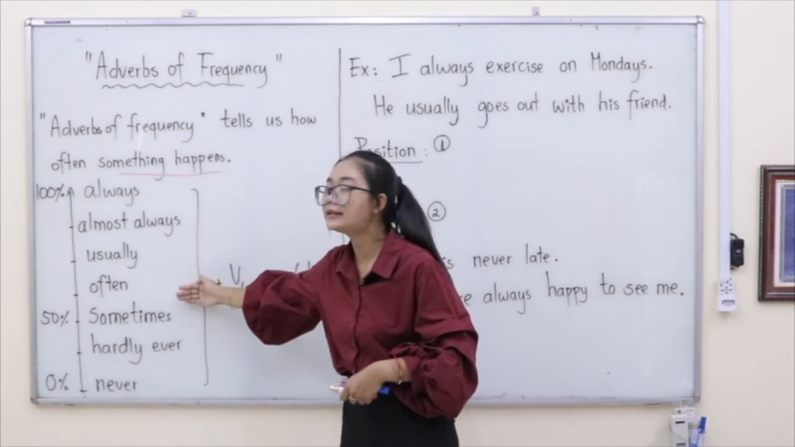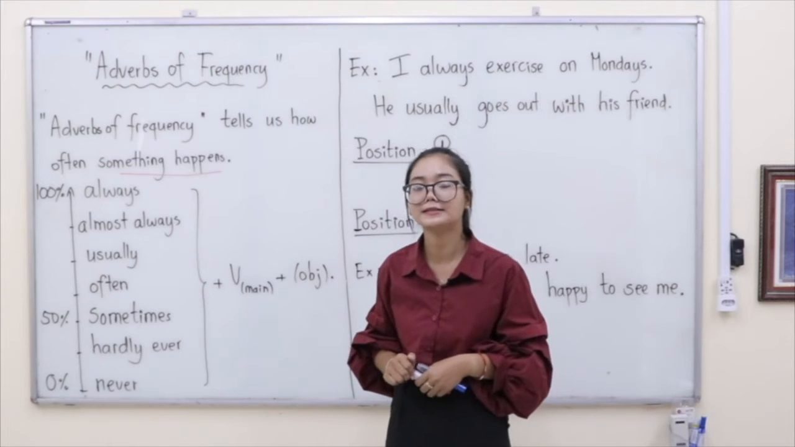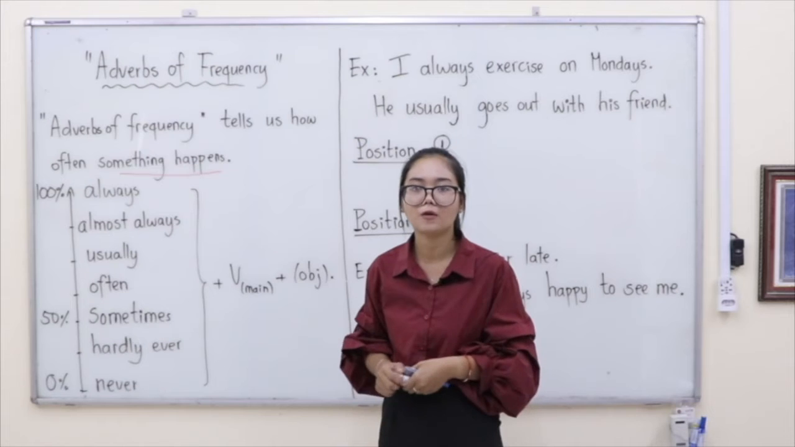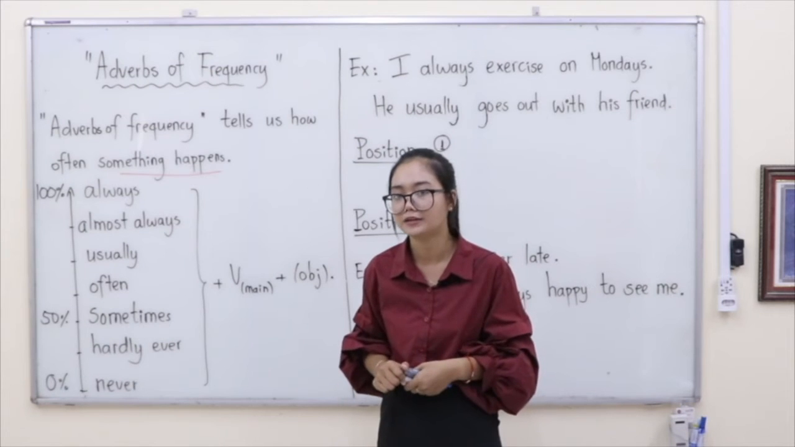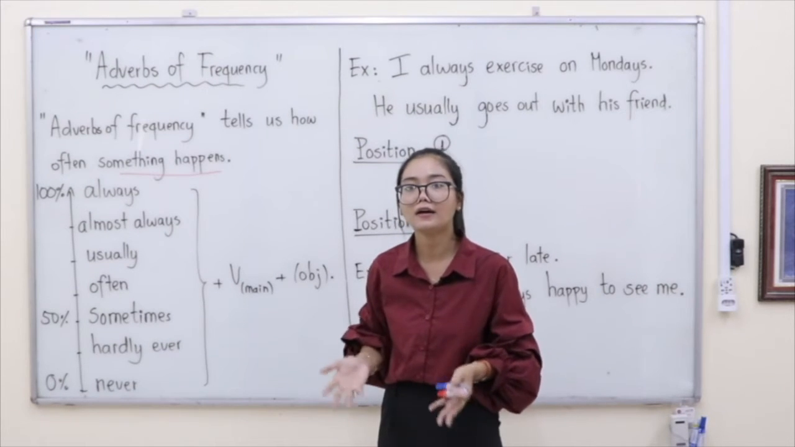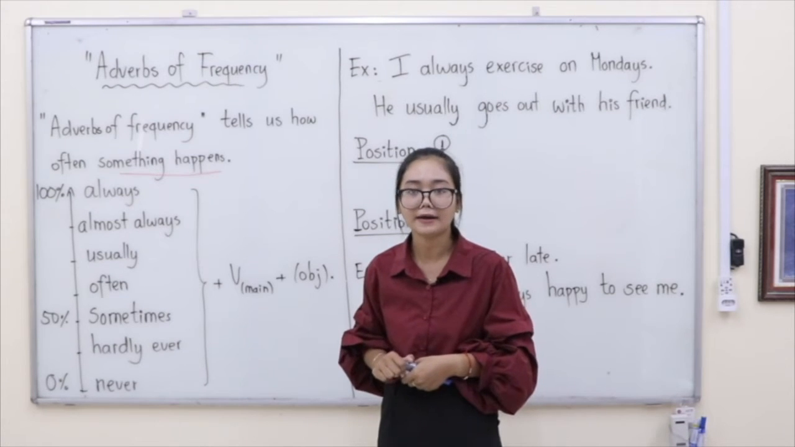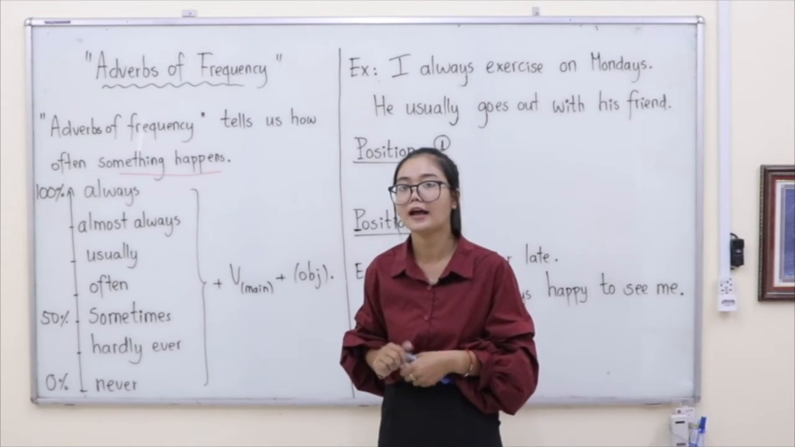Now let's move on to the next adverbs of frequency. The words usually and often tell us about something that happens many times. If you do something about 5 or 6 times a week, you can say, I often or I usually. The same example: I often or I usually have breakfast at home.